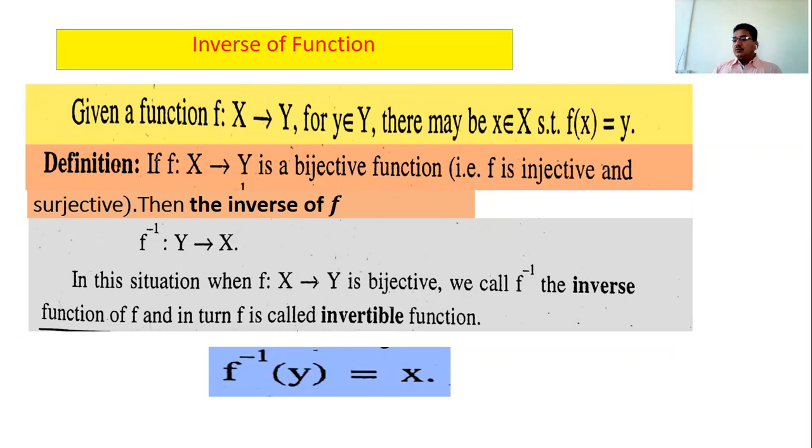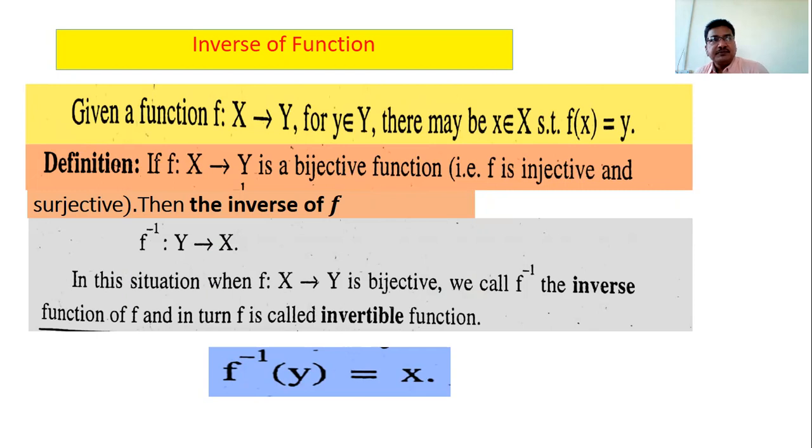What is the inverse of 2? It is 1/2. What is the inverse of 2 by 3? It is 3 by 2. But why is the inverse of 2 by 3 equal to 3 by 2? Because 2 by 3 into 3 by 2 is equal to 1. So that is the meaning of the inverse of a number: if the multiplication of two numbers is 1, then they are inverses of each other. Then what is the inverse of 1/2? It is 2, because 1/2 into 2 is 1.